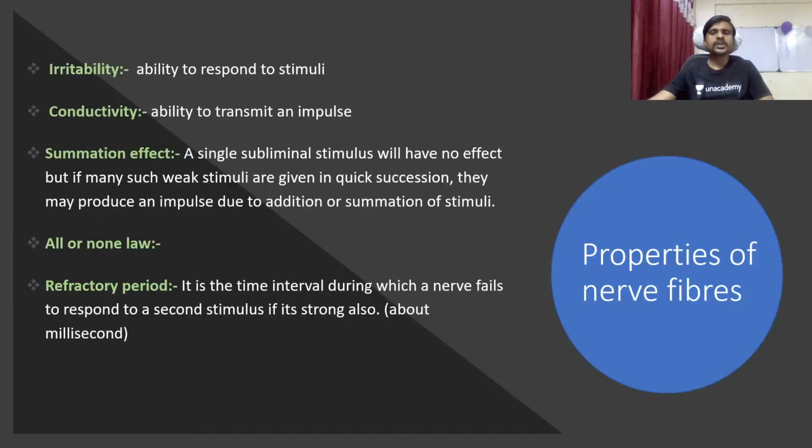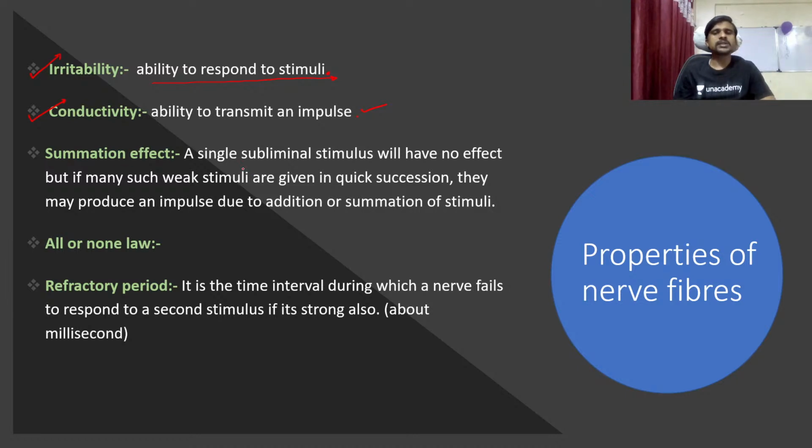Okay, so what are the properties of the nerve fibers? The first property of a nerve fiber is irritability. What is meant by irritability? It is the ability to respond to stimuli. In the fourth or fifth class we already discussed this irritability. Conductivity means the ability to transmit impulses.